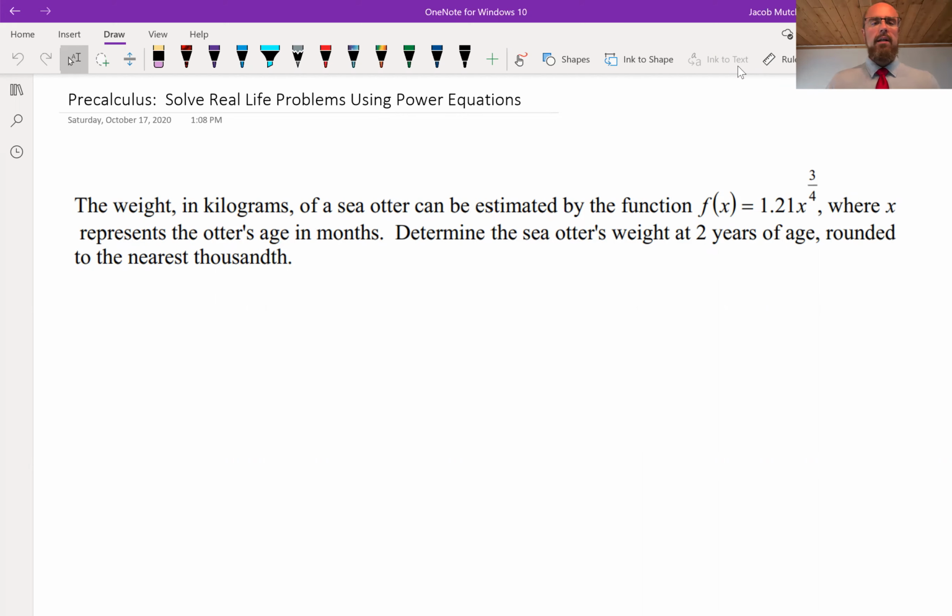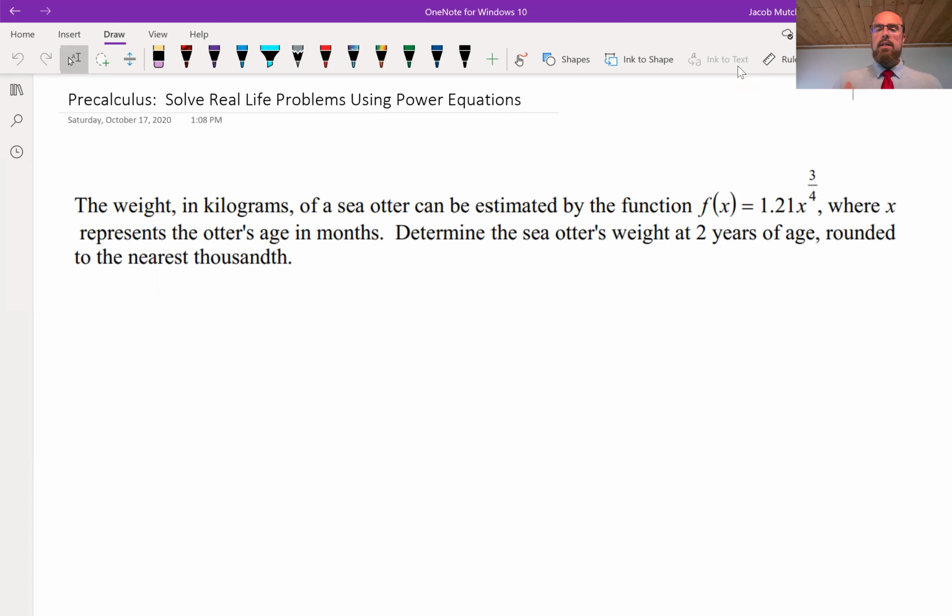The weight in kilograms of a sea otter can be estimated by the function f of x equals 1.21 x to the power of 3/4, where x represents the otter's age in months. Determine the sea otter's weight at 2 years of age rounded to the nearest thousandth.